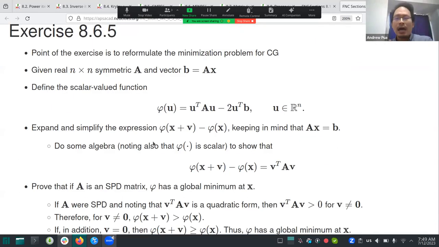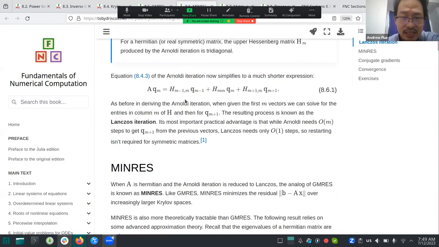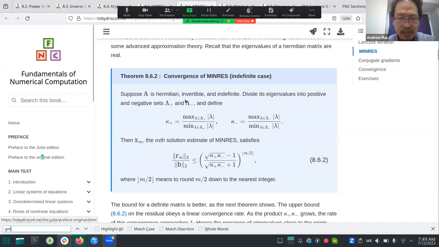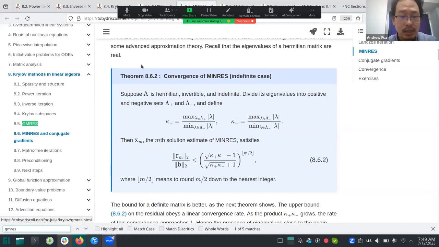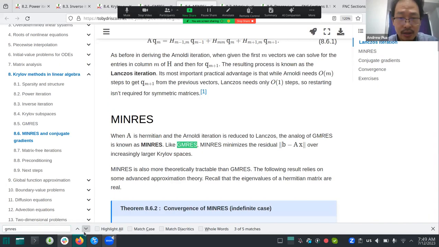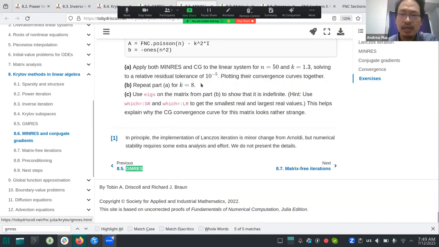Another thing that I also want to point out is in 8.6, I don't know if it's here. Let me see. Let me look for it. Oh, no, it's not in 8.6. Sorry.